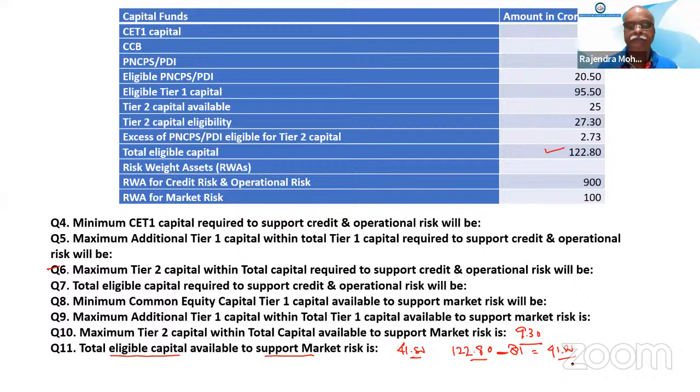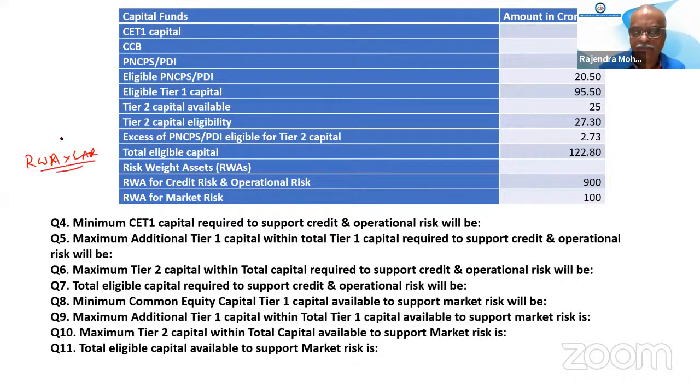Sir, for operational risk, can we use risk weights to calculate? No problem. Operational risk can sometimes be used, but the reverse way is possible, while the direct way is not. Directly, only for credit risk is it possible to use this formula, RWA into CAR. For operational risk and market risk, it can be calculated the reverse way.